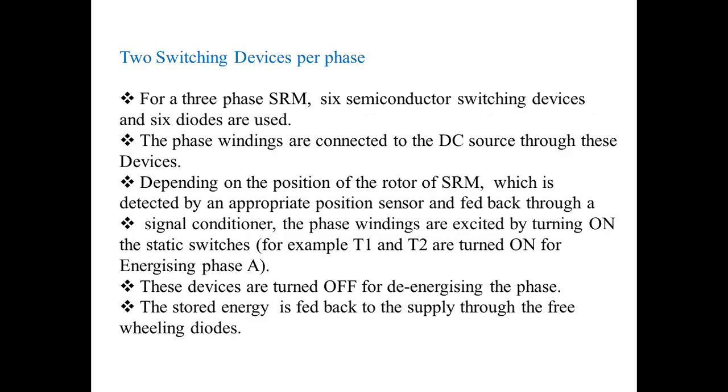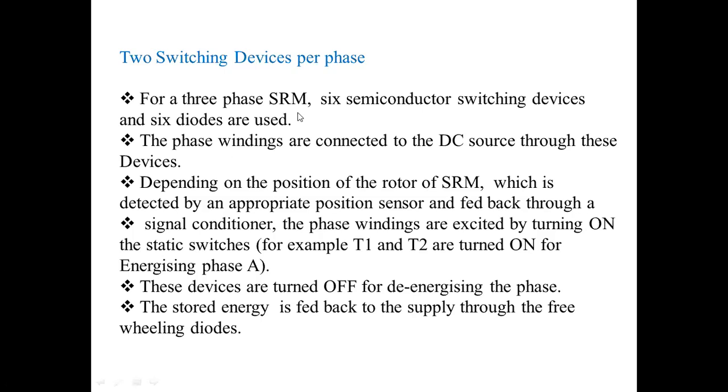Next one, we have different configurations. Various configurations are available for the power controller circuit to operate a switch reluctance motor. This is the first one: two switching devices per phase.